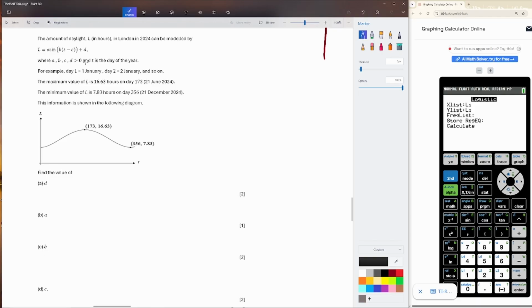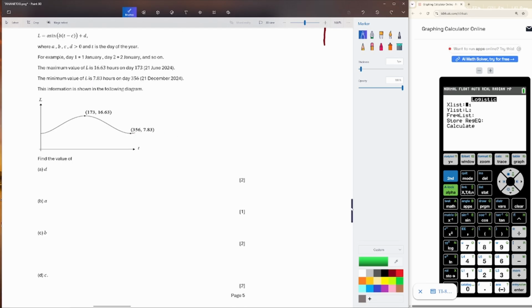It said that the amount of daylight L in hours in London 2024 can be modeled by L is equal to A sin B in the brackets of T minus C brackets end plus D, where A, B, C, D are all more than 0 and T is the day of the year. And I'm not going to read out the example, I hope you can understand. And it said two very important values, that the maximum value L is 16.63 hours a day, and the minimum value, which is also given, is 7.83.